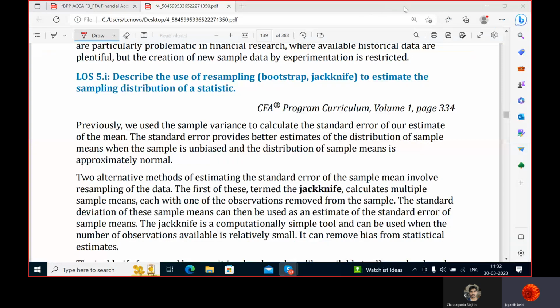Describe the use of resampling, bootstrap, and jackknife to estimate the sampling distribution of a statistic. So what is resampling all about, Abhijit? Any clue? Taking a sample of a sample, correct?